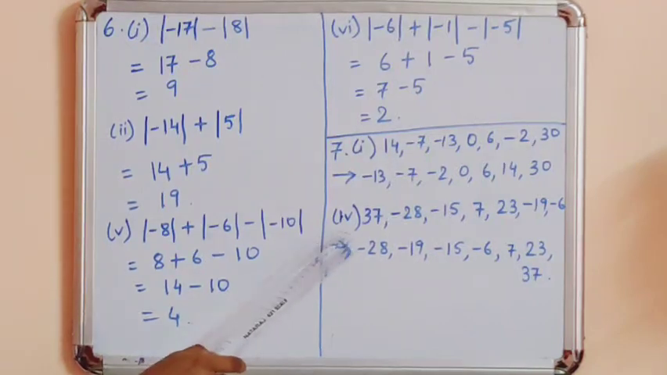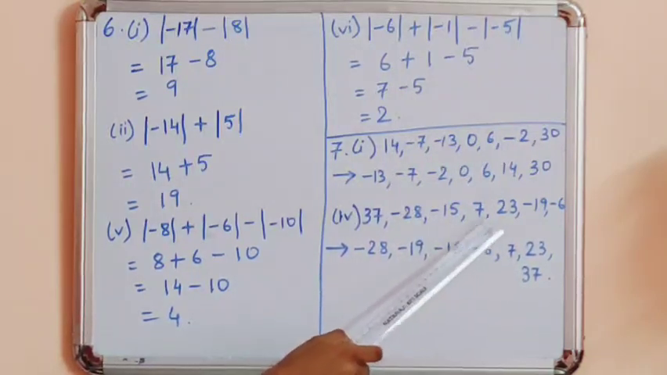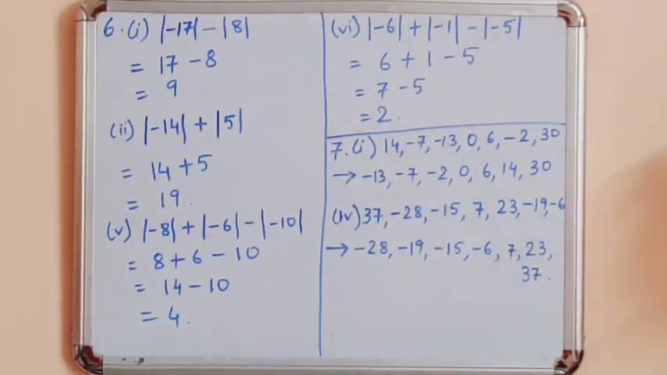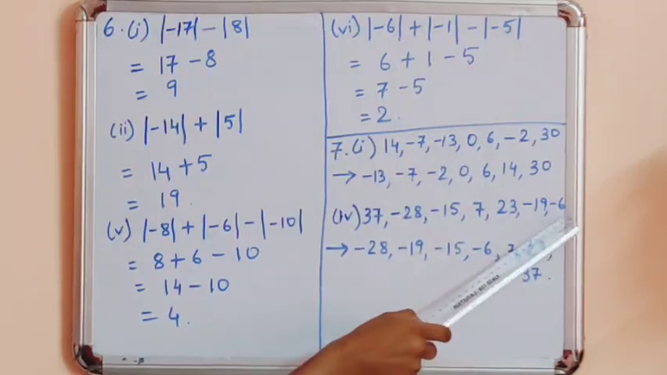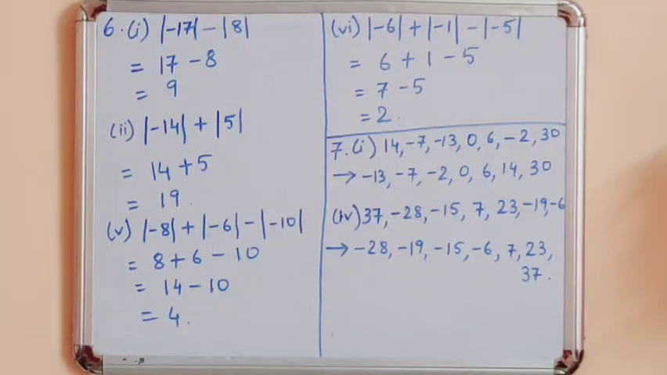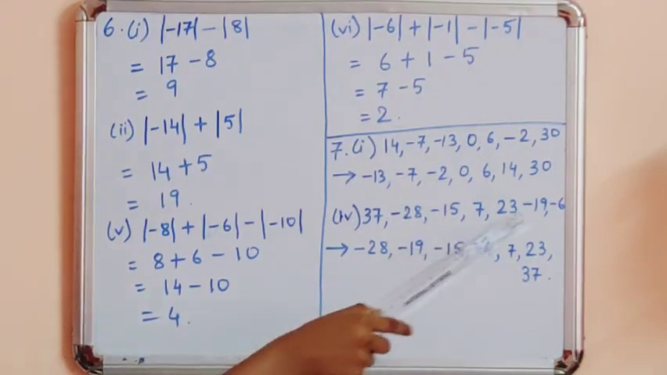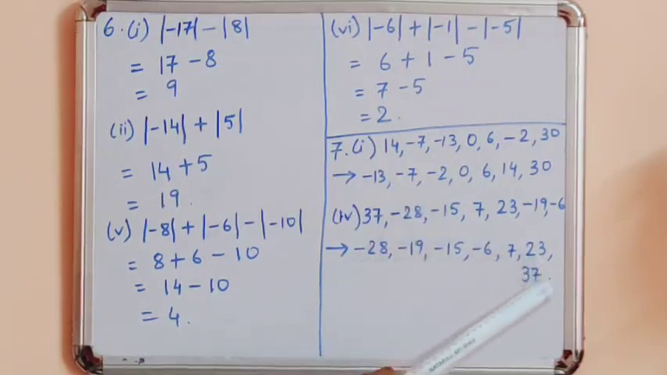Now let's move to question number 4. 37, minus 28, minus 15, 7, 23, minus 19, minus 6. Here again we have to see the negative ones, that is minus 28, minus 15, minus 19, minus 6. Out of these, the biggest numeral form is 28. So minus 28 will be the smallest number. In the same way, minus 19, minus 15, minus 6. This is arranged in ascending order. After that, 7, 23 and 37.